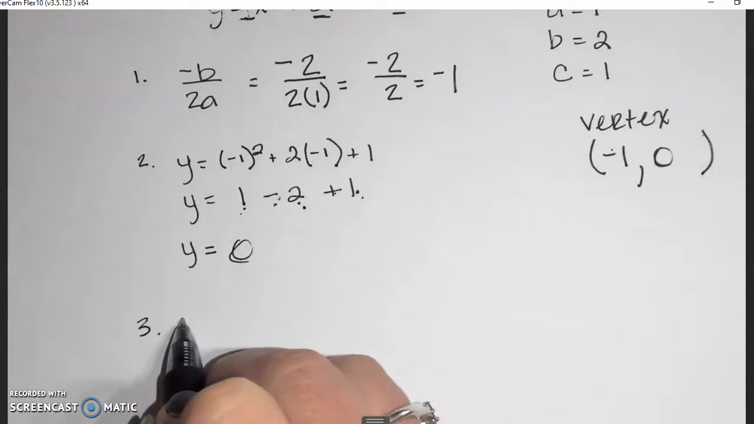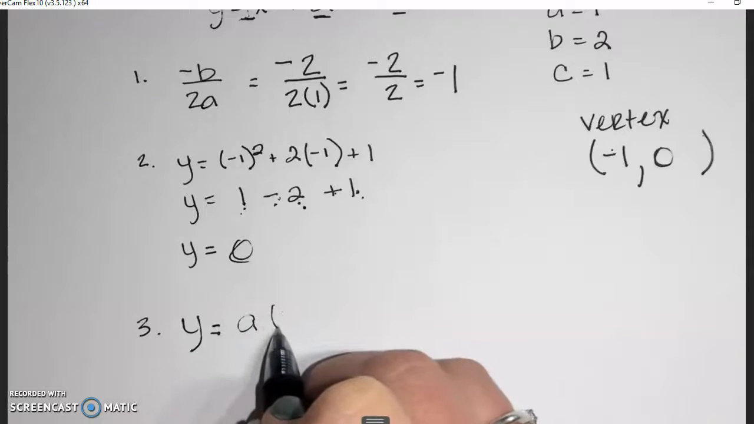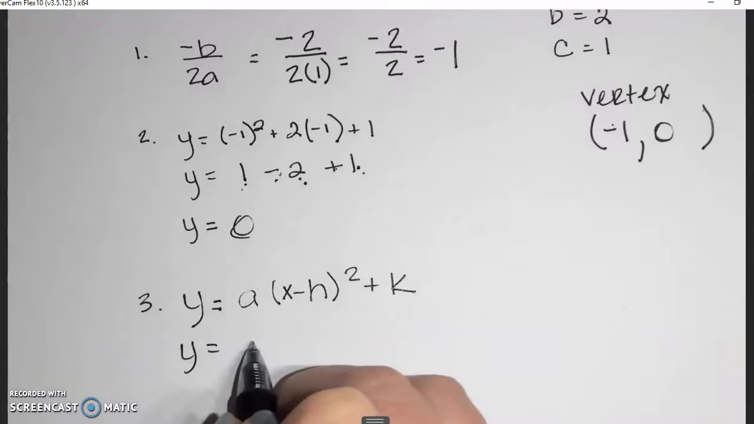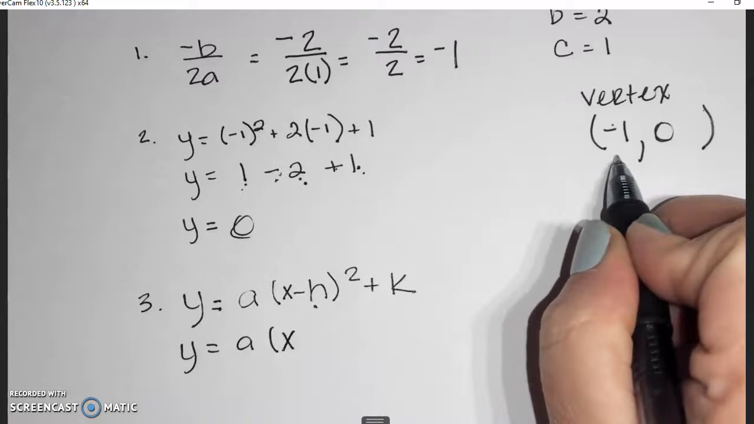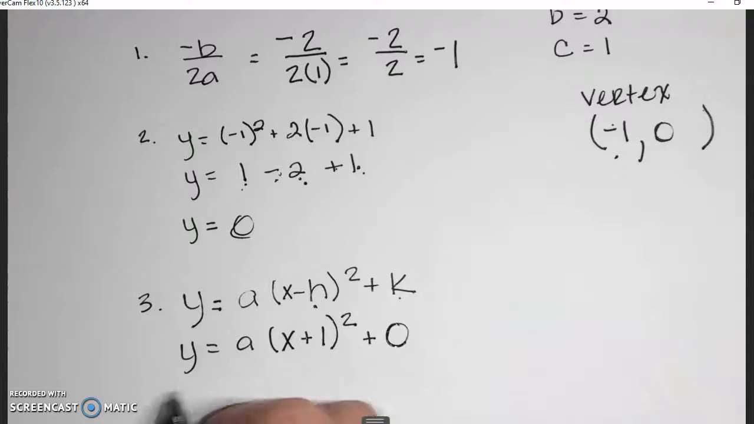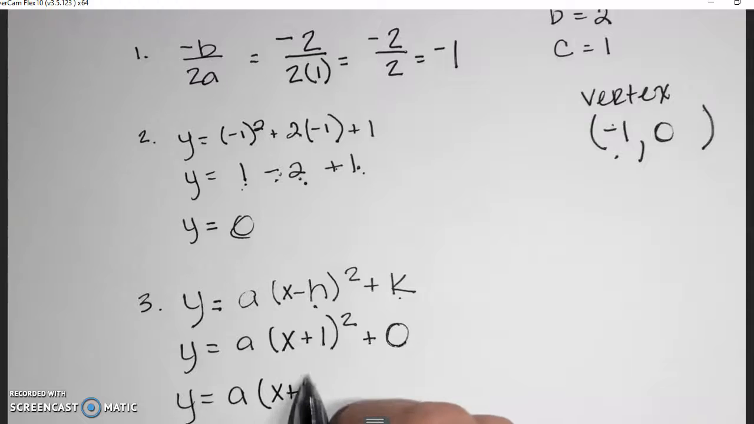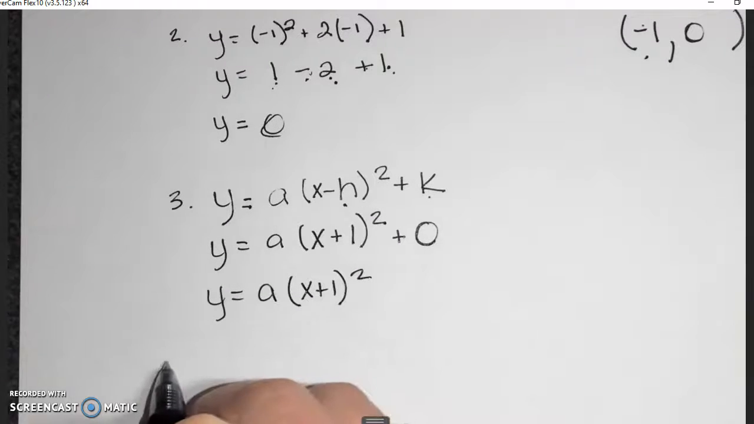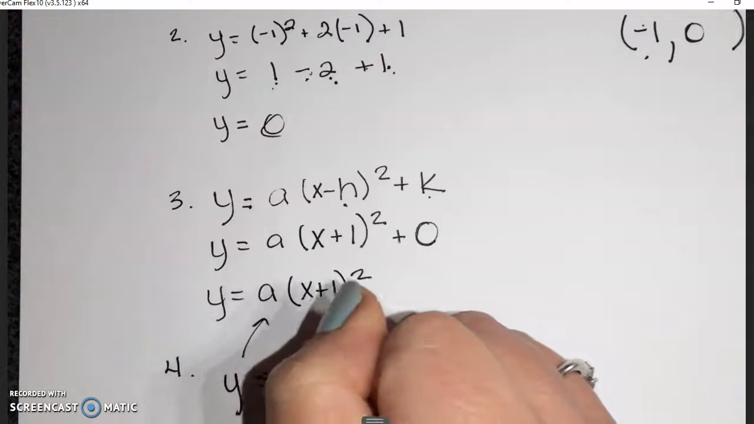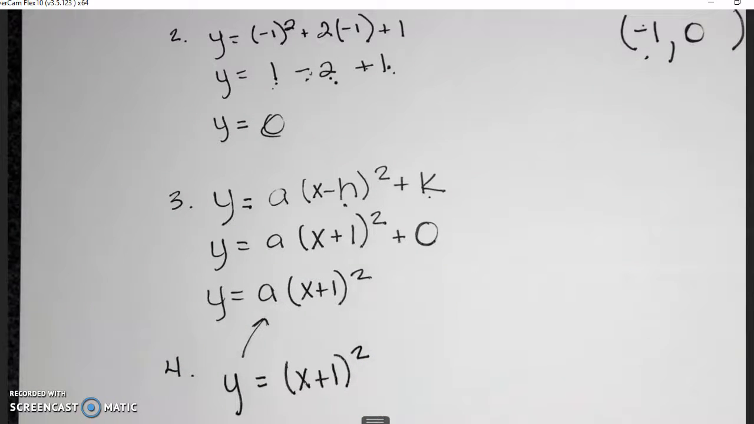So step 3 is you're going to put it in the vertex formula. So y is equal to a times (x, the opposite of this, so plus 1) squared, plus k, which is 0. So far we have y equals a times (x plus 1) squared. Now we've got to find our a. Our a is the same value as our leading coefficient, which would be 1, so we don't have to write it. Okay, so now that is the vertex form. And it works the same way for all of them.